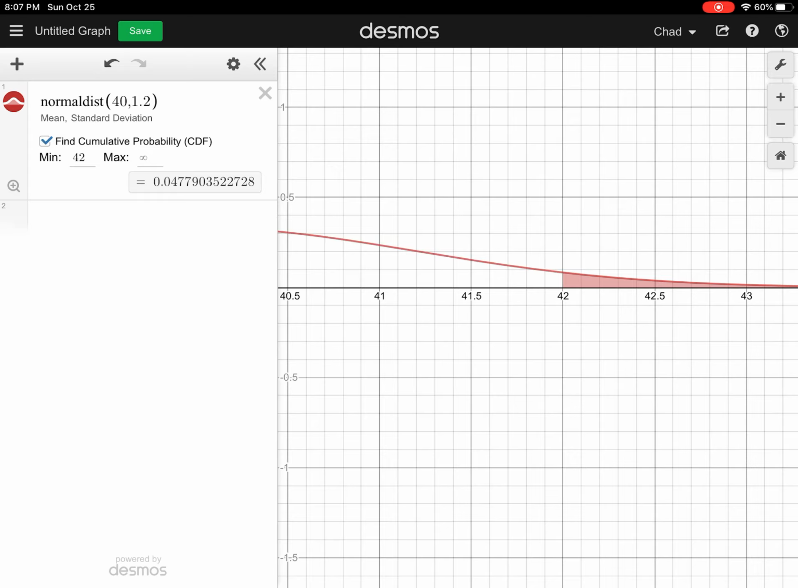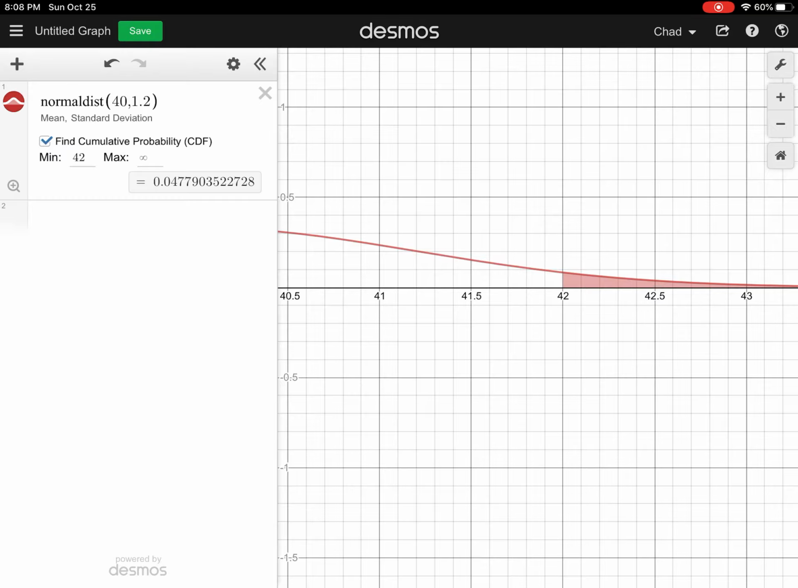If I wanted the probability of a battery lasting less than 42 hours, then the min would be negative infinity and the max would be 42. So I would shade everything on the other side, to the left of where I've shaded this. And as you can see right there on my screen, in the gray box, it says 0.047.